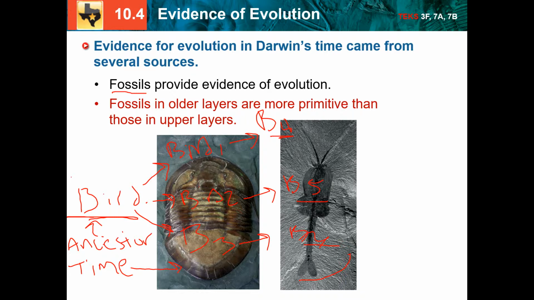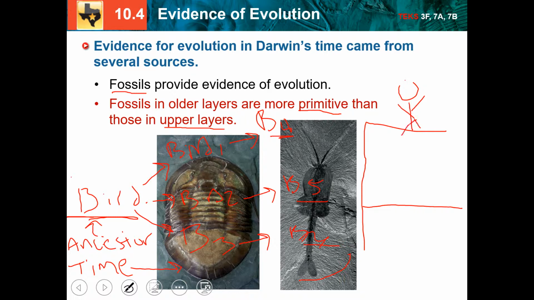So fossils in older layers are going to naturally be older, or you could also call that primitive, compared to a fossil that you're going to find in an upper layer. Upper layer being, if this is your rock here, and this is like a person on the land, this would be upper, so newer. This would be the lower layer, or the older.